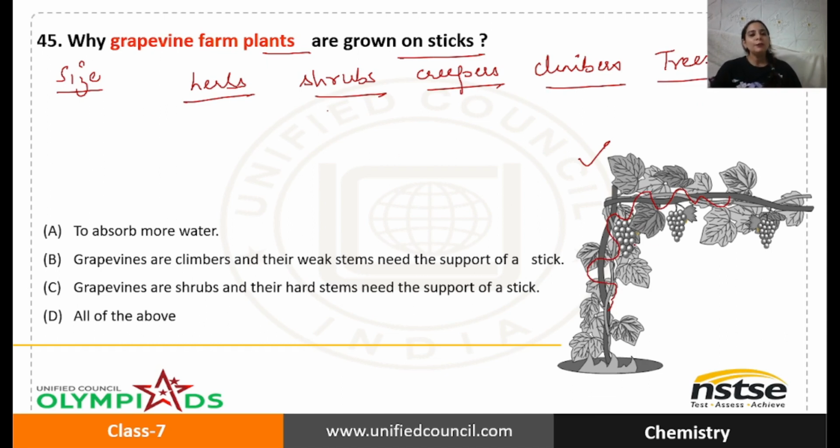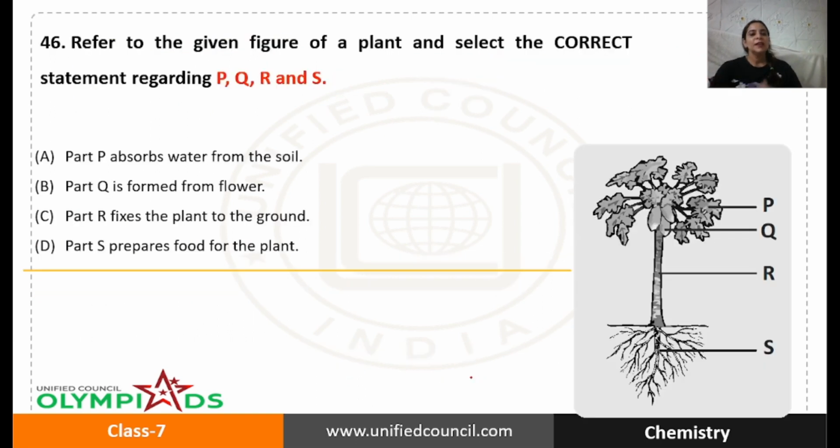So here grapevine is grown on stick. The reason being it cannot stand upright because it falls in the category of creeper. So option A says to absorb more water. It is false. They are climbers and their weak stems need the support. Yes, it is true, because grapevine plant is a creeper and it cannot stand upright. It needs support. Grapevines are shrubs. No, they are not shrubs. They are creepers. So which option is correct? Option B is correct.